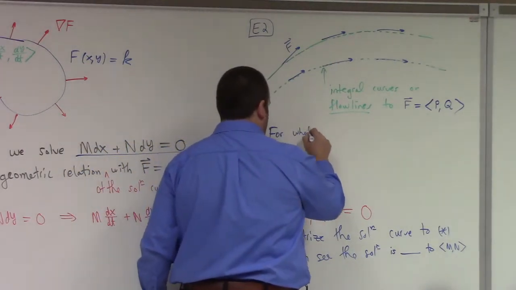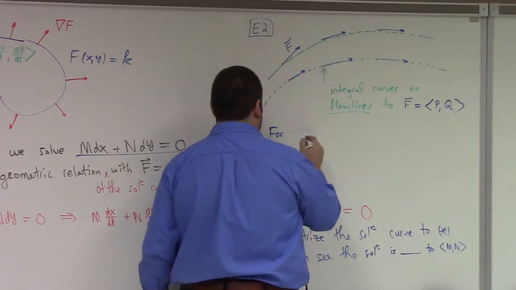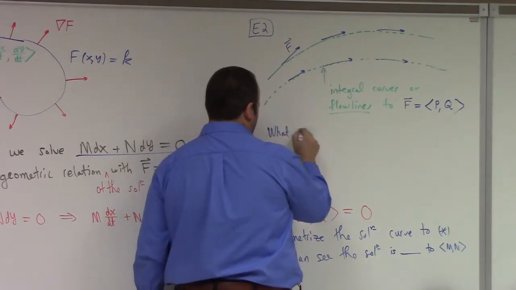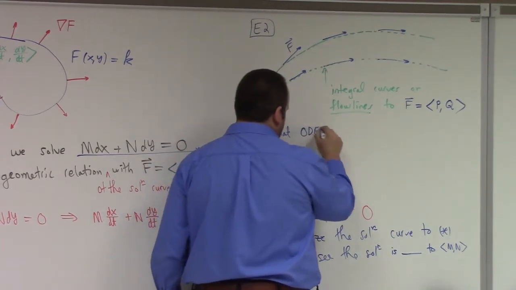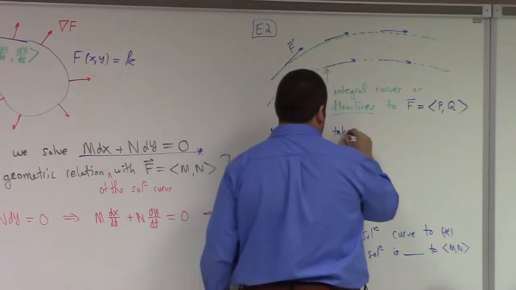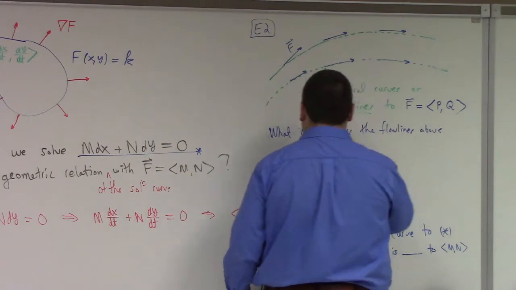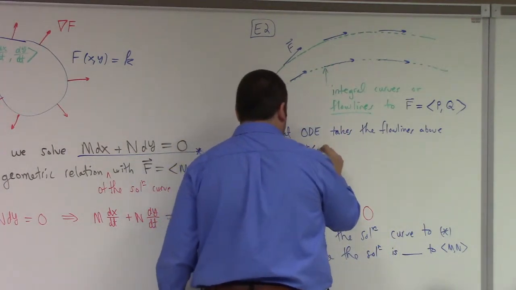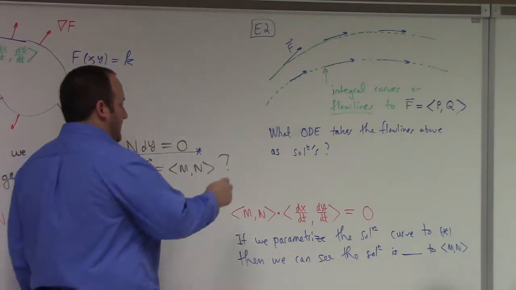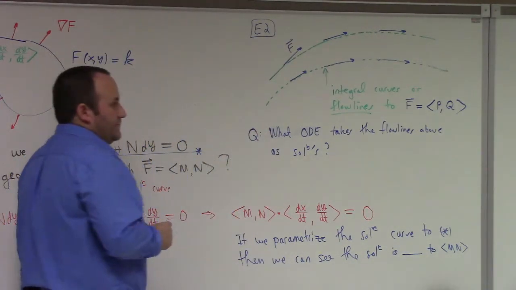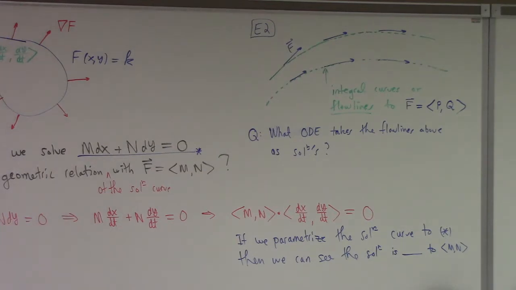For what? Which? Grammar. Oh well. Anyway, what ODE takes the flow lines above as solutions? So that's my question to you. It should be in terms of P and Q. I'm looking for a differential equation in Pfaffian form: something dx plus something dy equal to 0. What do you guys think?